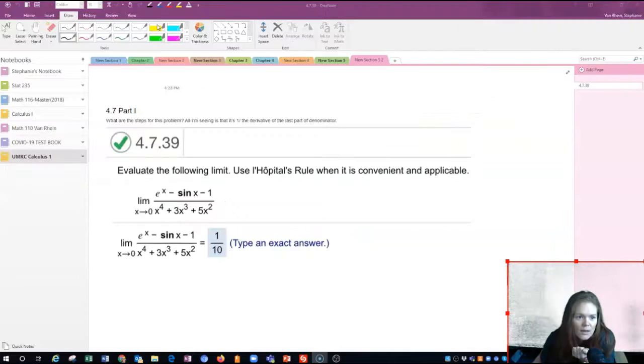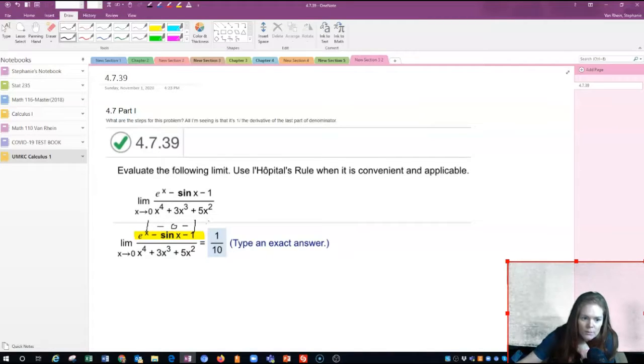So doing so on this problem, the very first thing you have to do on L'Hopital's rule is verify that it is an indeterminate form. So if I plug in 0, I have e to the 0, which is 1, and then I have sine of 0, which is 0. So I have 1 minus 0 minus 1, which gives me 0 in the denominator. And if I plug in 0 in the numerator, I get 0. So this is of type 0 over 0. And so then I can apply L'Hopital's rule.